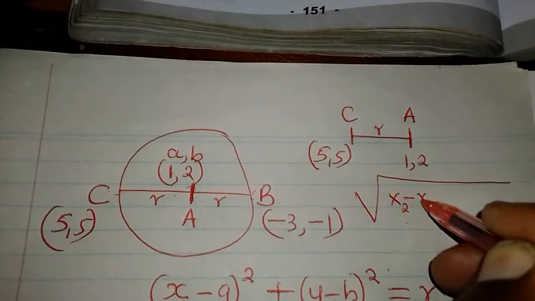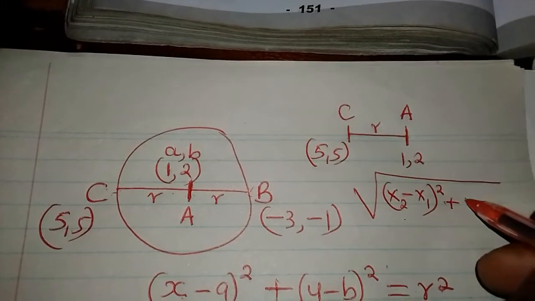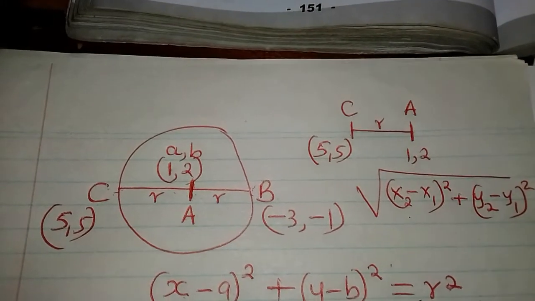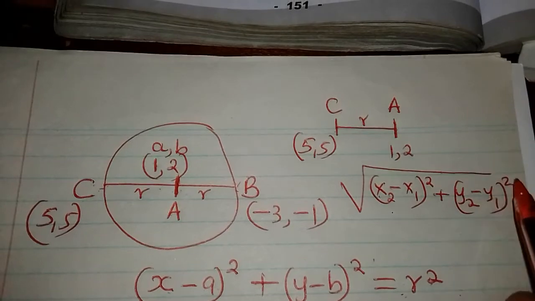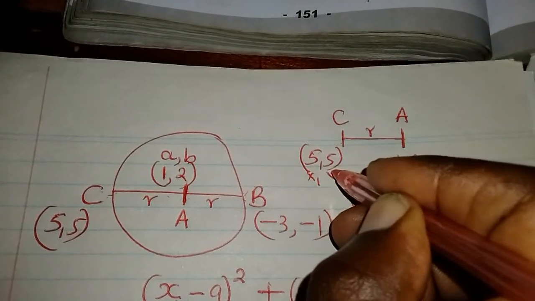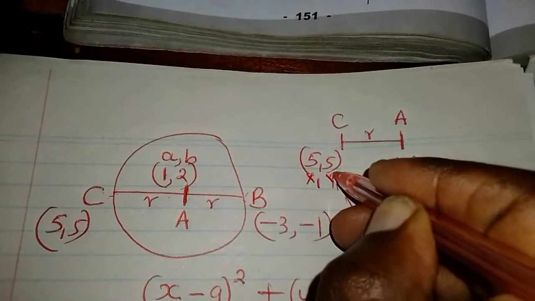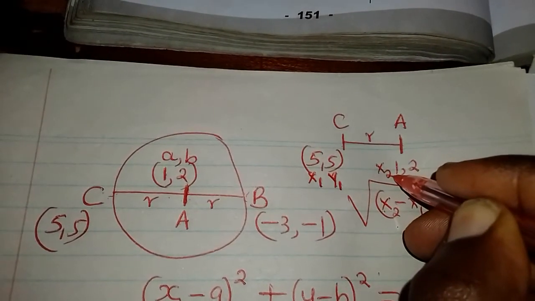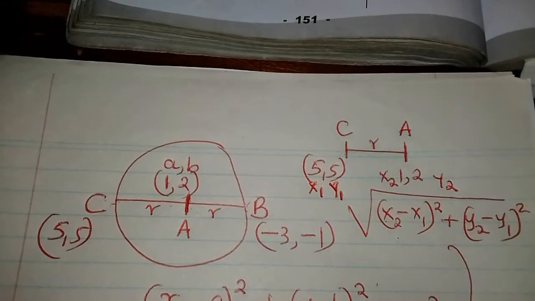We are going to say the square root of (x2 minus x1) squared plus (y2 minus y1) squared. Look at that. I can say, let this be x1, let this be y1. Then I can have x2 as this, then y2. So I can just replace.